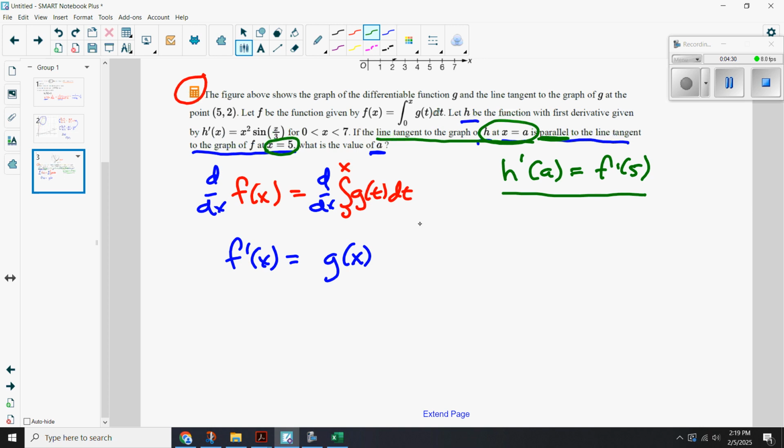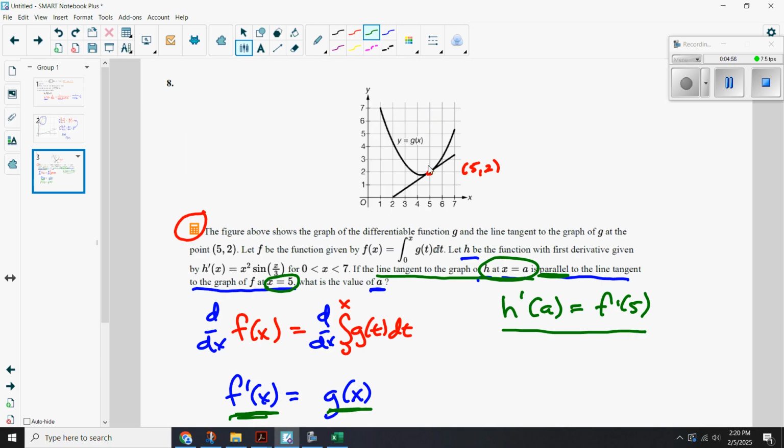Well, I also know that f prime of x is equal to g of x. So let's go back up here. If f prime of x is equal to g of x, that means that f prime of 5 is equal to g of 5. Well, let's take a look back up here at our graph.